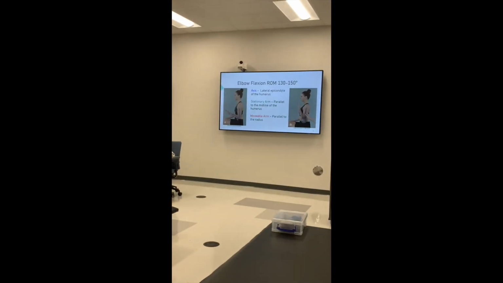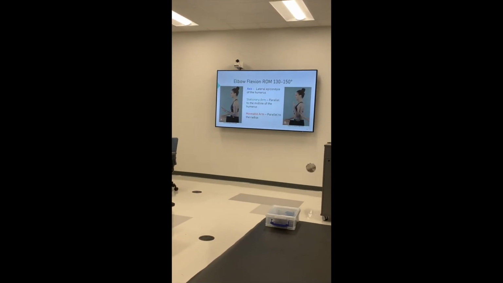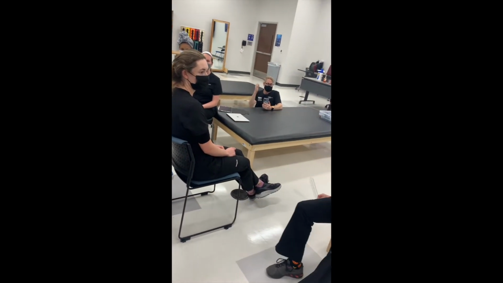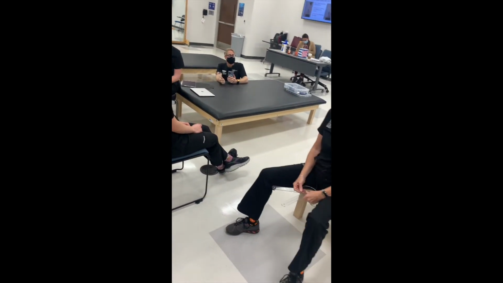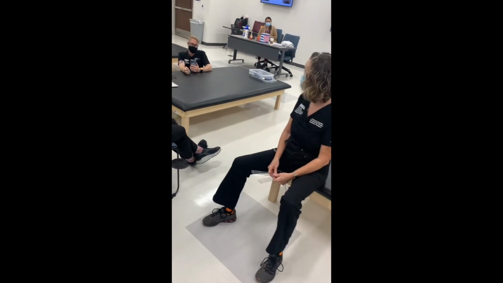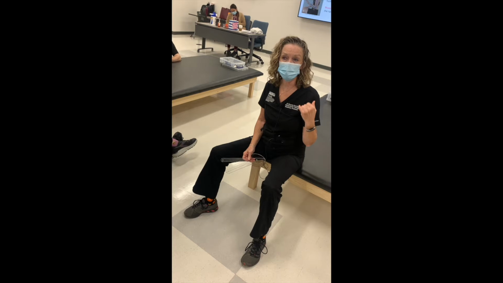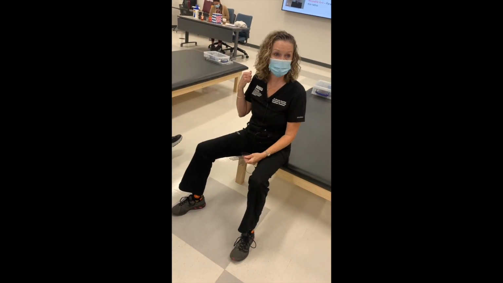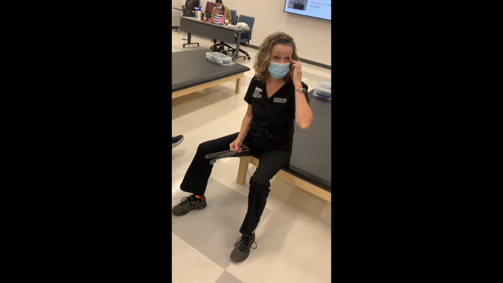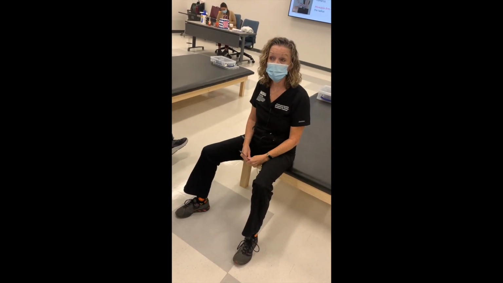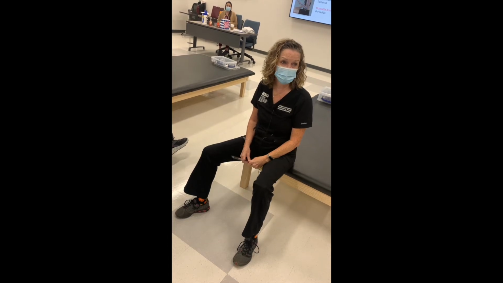Anybody have an idea why? Sorry? Double joint. No, this is for flexion. What could get in the way of flexion? Muscles. There you go. So if you've got somebody that's got a really big bicep, they're going to be closer to 130. You get somebody small that doesn't have a big bicep, they're going to be closer to 150. Okay? All right. Any questions on elbow flexion? It's very straightforward, very easy.